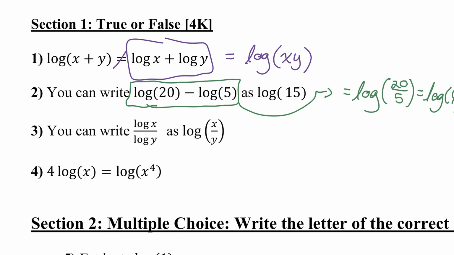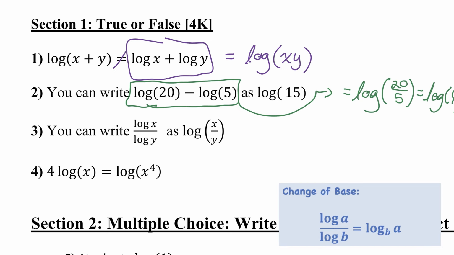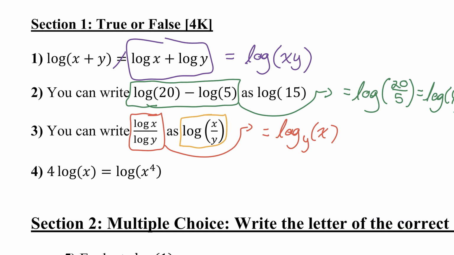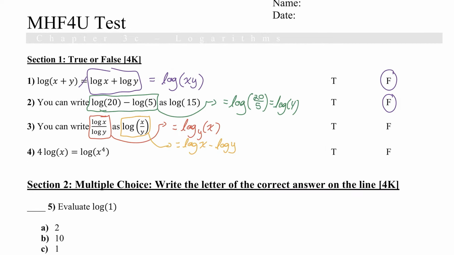Number 3, you can write log x divided by log y as log of x divided by y. That's false as well. Based on the change of base formula, I know that log x divided by log y should be equal to log base y of x. And another reason I know this is false is because log of x divided by y, based on the quotient rule of logarithms, is equal to log x minus log y. So for both of those reasons, I can see that this statement is false. So number 3, false as well.